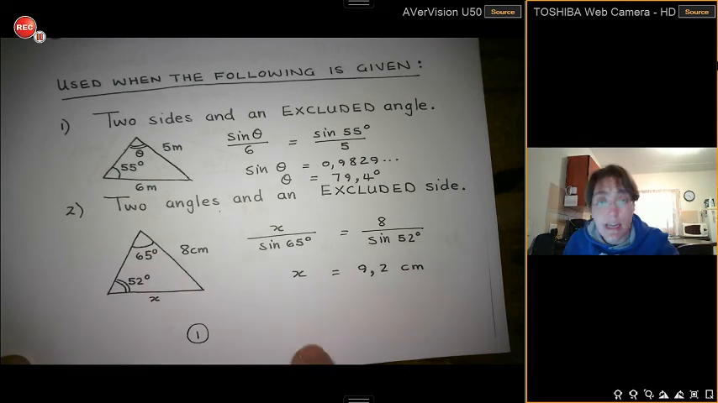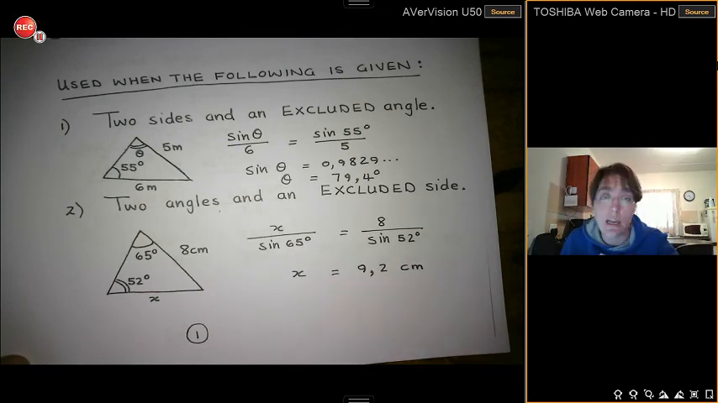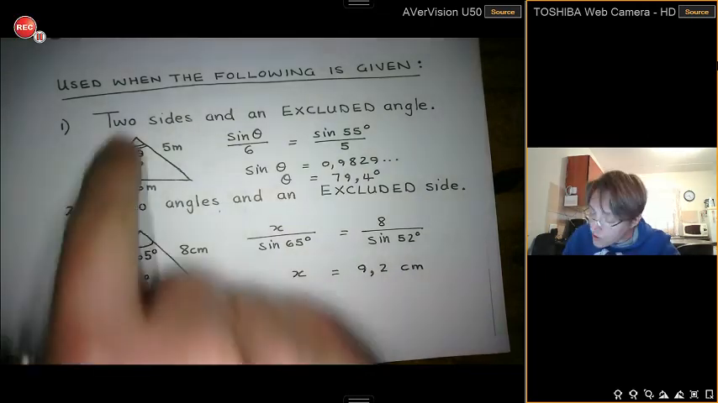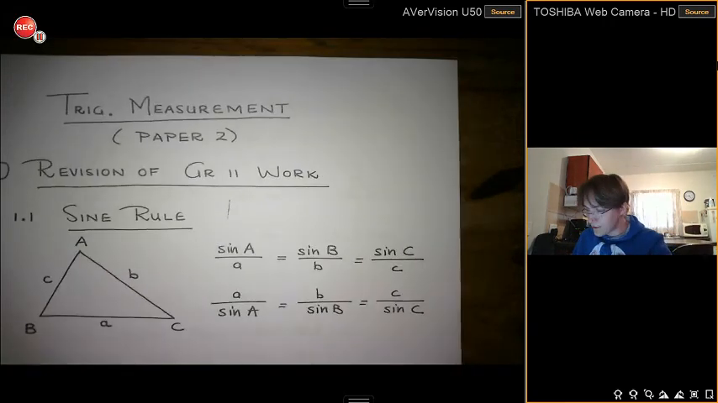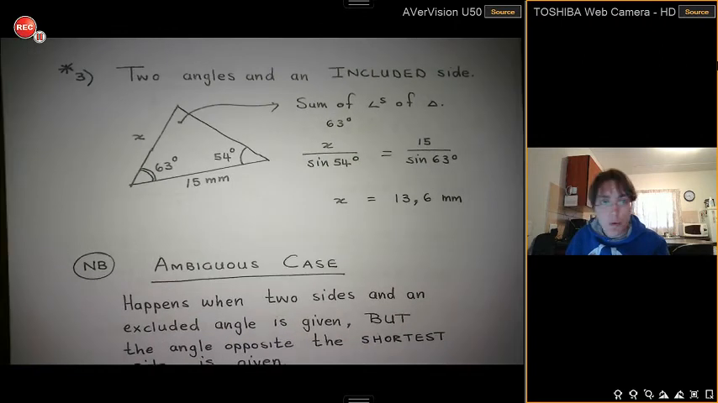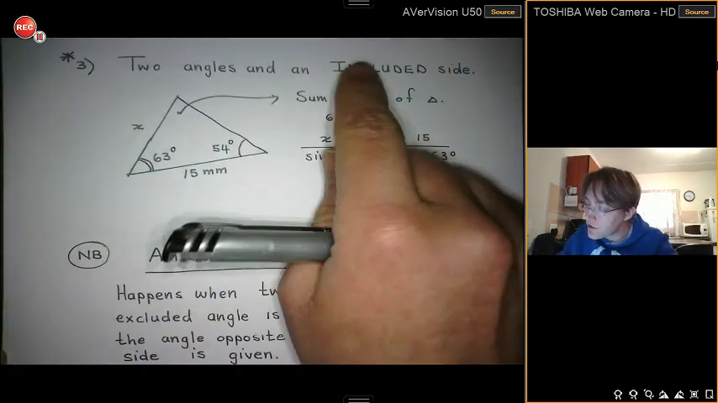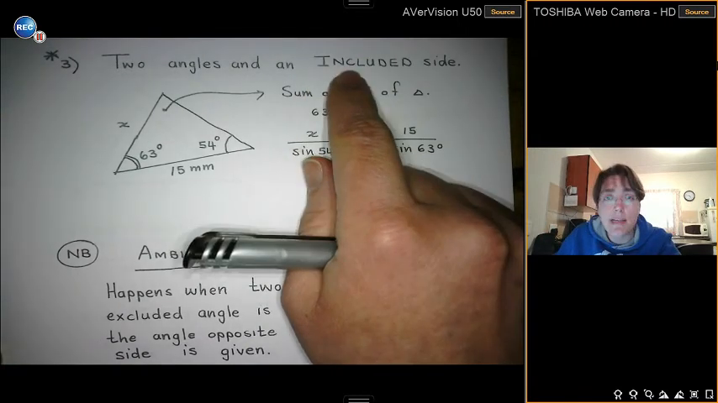And that's pretty easy. You can just multiply that by sine of 65 to get your answer. So those are the first 2 circumstances in which you can use your sine. But the sine rule also works if you have 2 angles and an included side. Now, technically speaking, the formula is not set up for 2 angles and an included side at all.